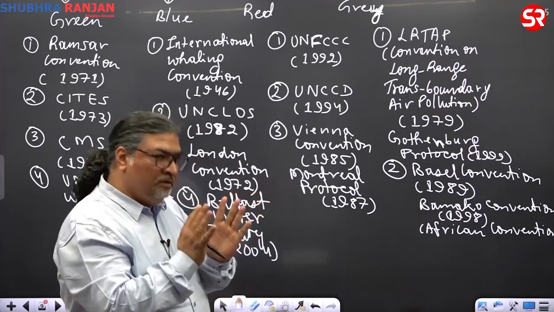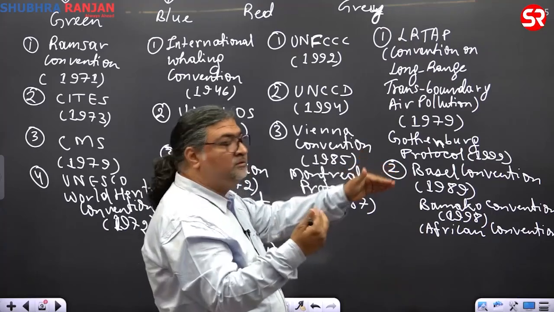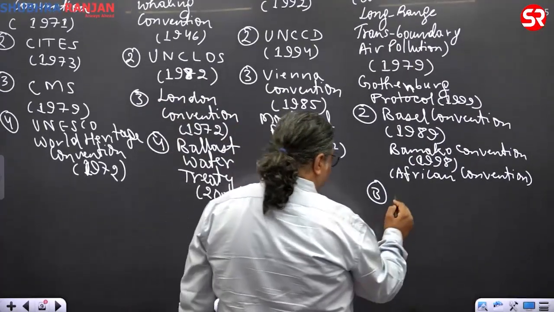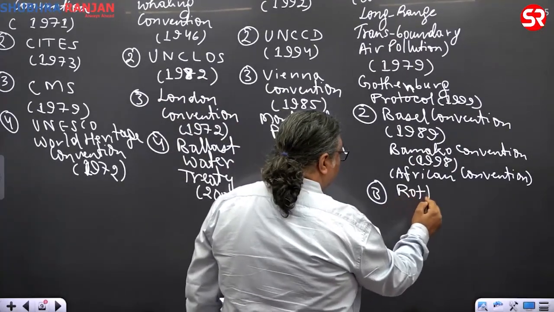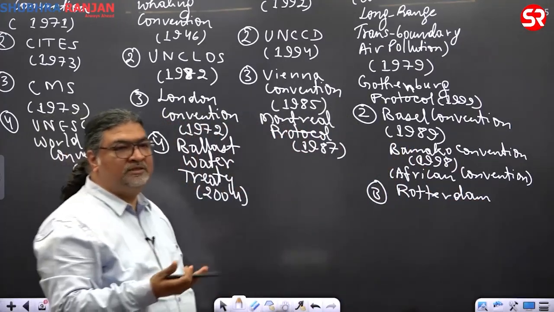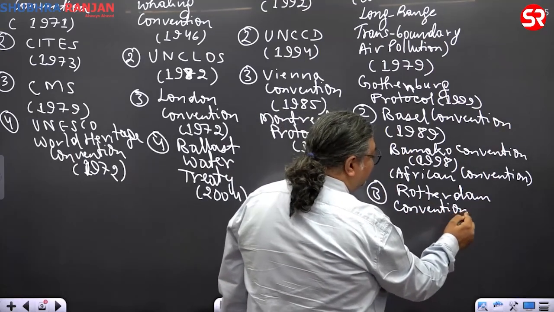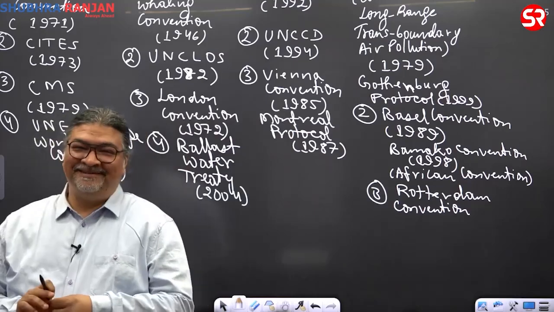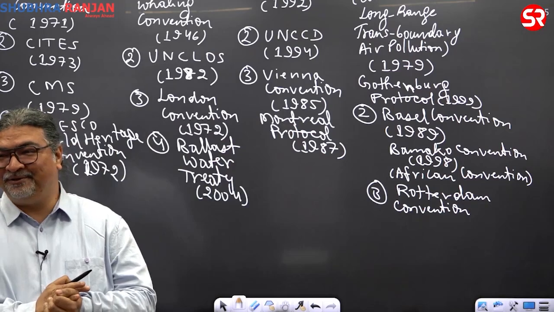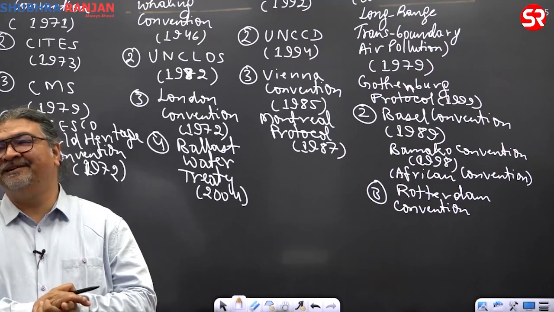Right? Now let's look here. After Basel, what I'm coming to now is point number 3, the Rotterdam Convention. Where is this place, Rotterdam? Basel is in Switzerland. Where is Rotterdam? Just general knowledge: which country does Rotterdam come in? Netherlands, Denmark? Rotterdam is in the Netherlands.